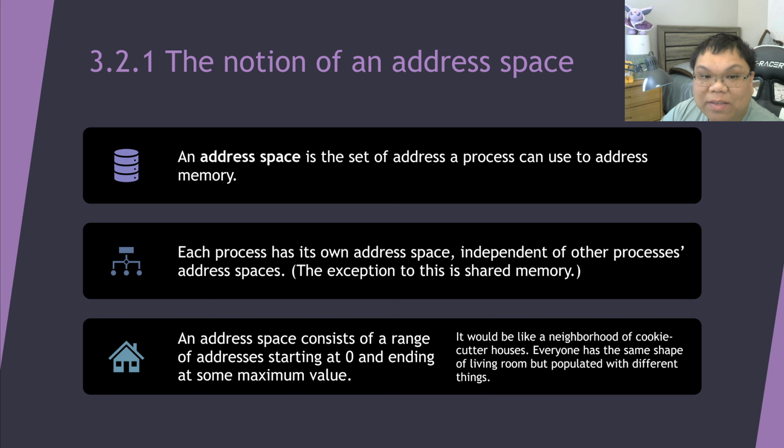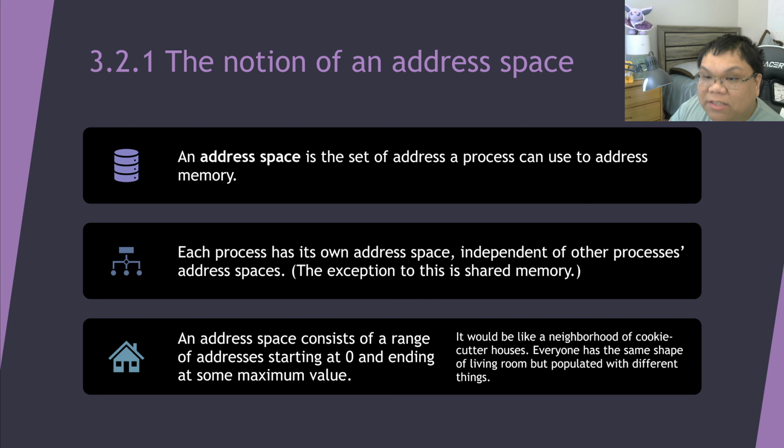An address space is basically the set of addresses a process can use to address memory. Each process has its own address space, independent of other processes' address spaces. Of course, the exception to this is shared memory. In shared memory, we have two programs, for example, that are sharing the same part of memory. They see it as part of their own address spaces, but they are sharing it between one another. So one process can write to this shared block of memory, say, hey, this is process 1 speaking, and process 2 says, I got your message, and then it writes in a reply.